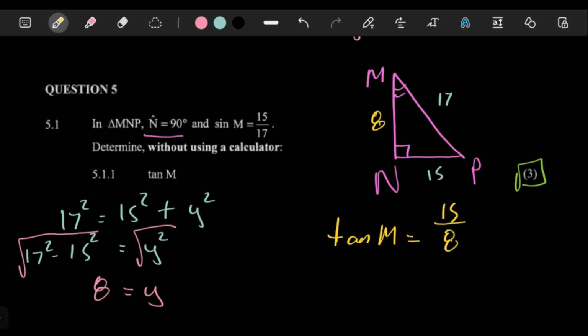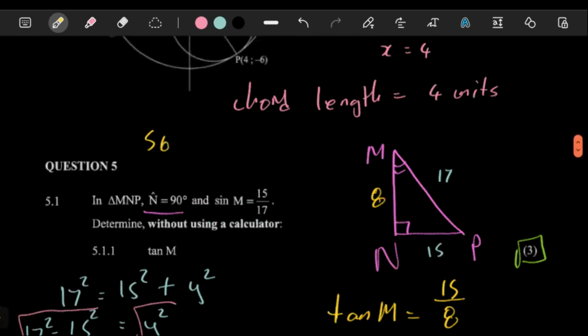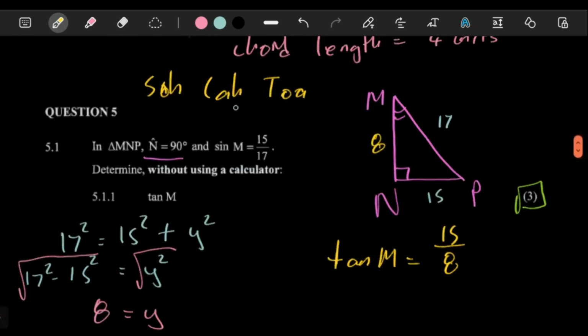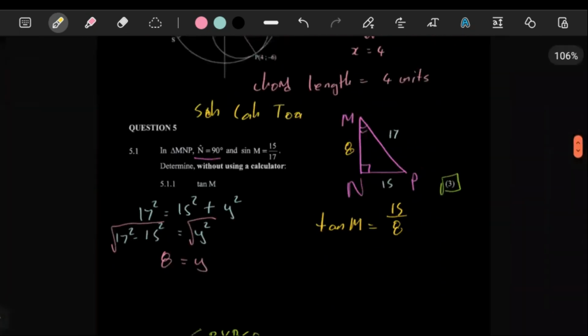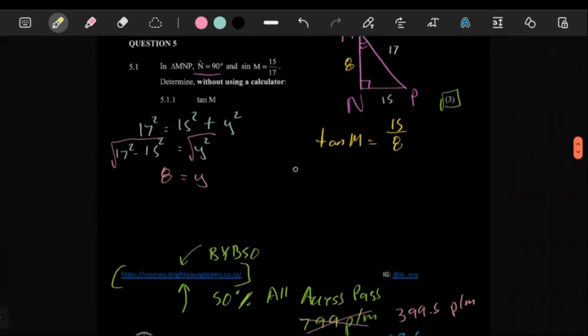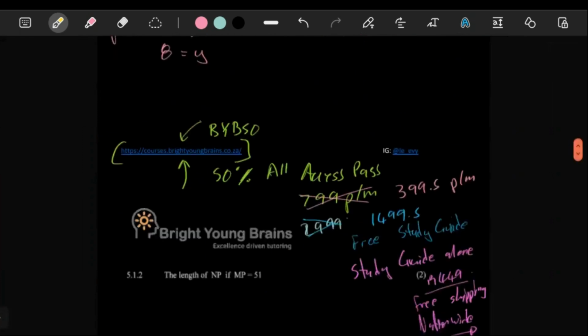You see, it's just like SOH CAH TOA. Opposite over adjacent, adjacent over hypotenuse, opposite over hypotenuse. Sine, cos, tan. Moving on. 3 easy marks. So you get your 3 marks because of your Pythagoras thing and the ratio is there.